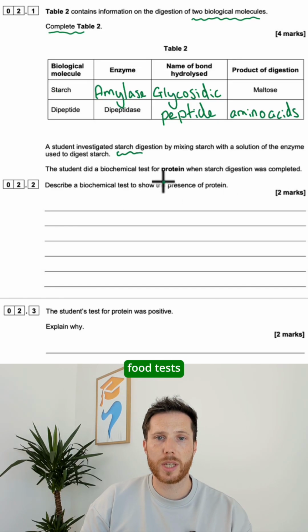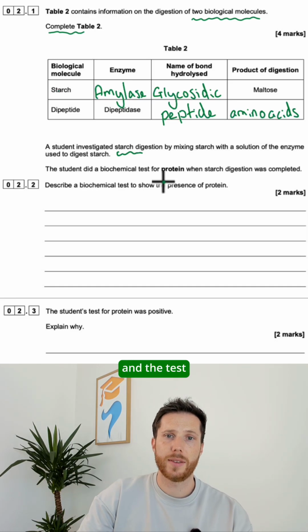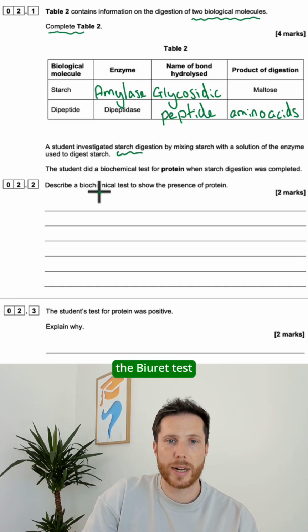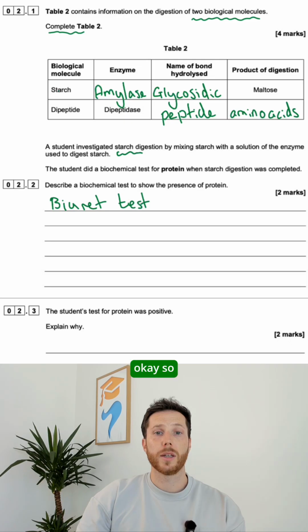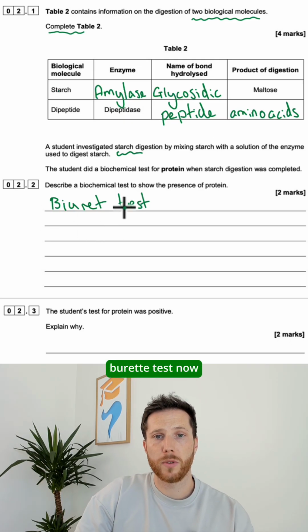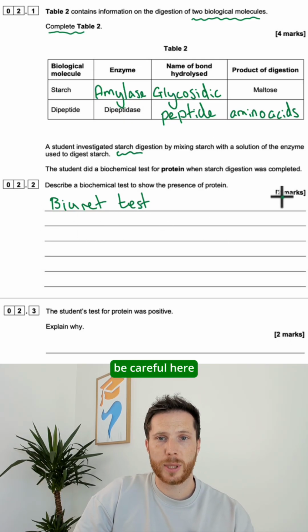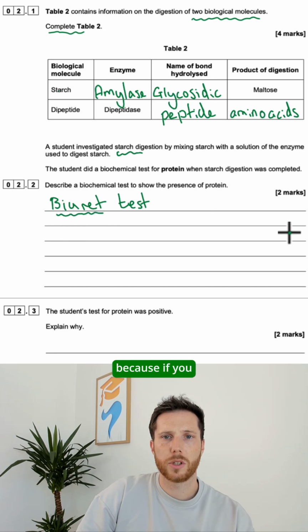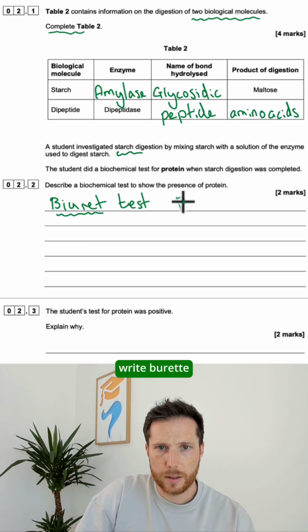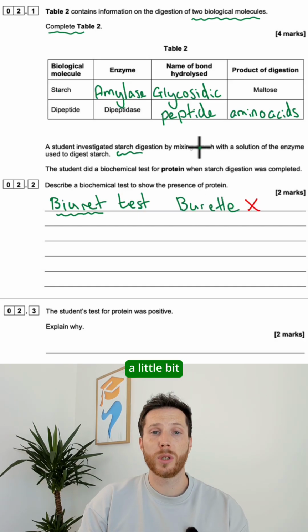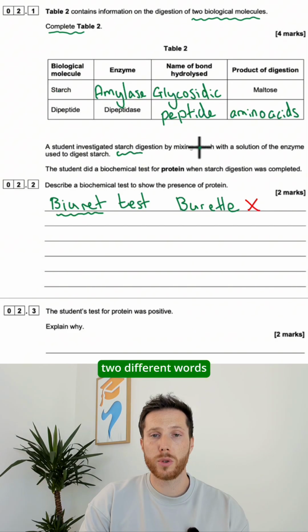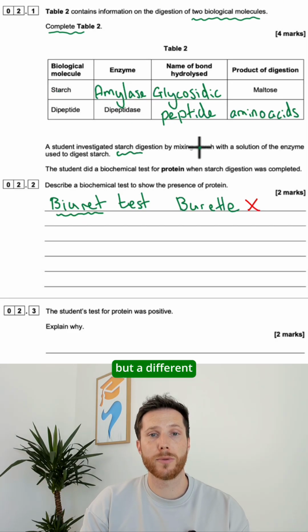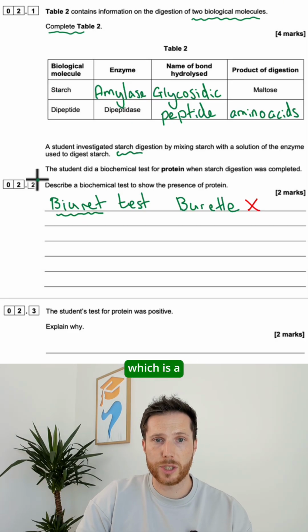So this is one of our food tests, so we need the test for proteins, and the test for proteins is the Biuret test. Okay, so you're going to get 1 mark for writing down the words Biuret test. Now you need to be careful here because of the spelling of this word, Biuret. Often they will give you a little bit of wiggle room with your spelling for key terms in biology, but this is one of those examples where you have 2 different words that have a very similar sound but a different spelling. So this is a Biuret test, which is the test for proteins.